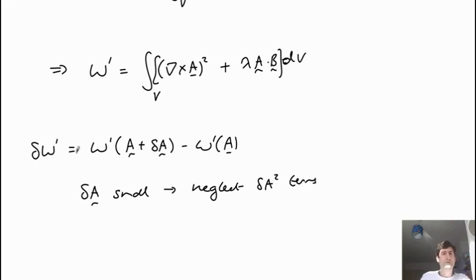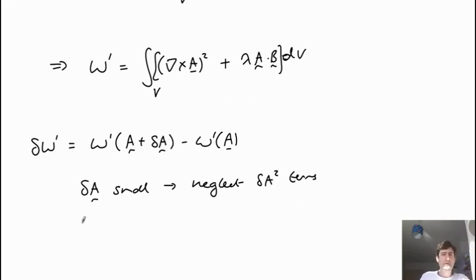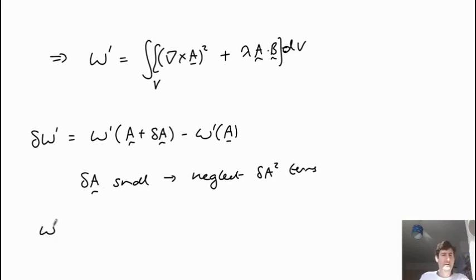You can think of this as being a derivative. If you divide through by delta A, anything with a delta A squared will go to 0 as delta A goes to 0. And so I just substitute this in here. So W prime: this first term, we have a curl of A times a curl of delta A. And there'll be 2 of those.